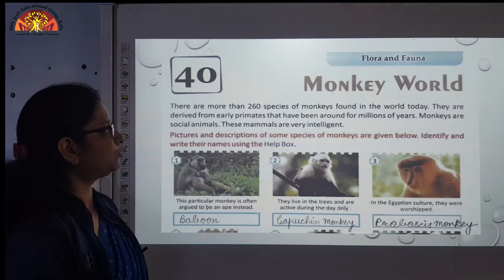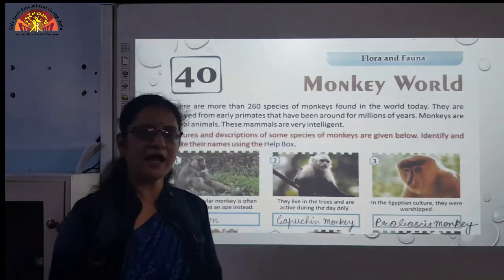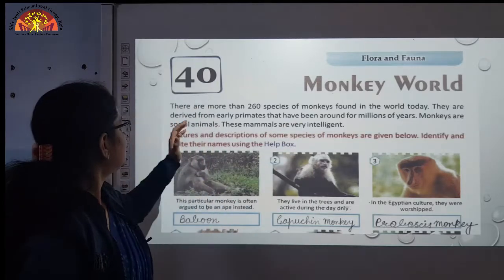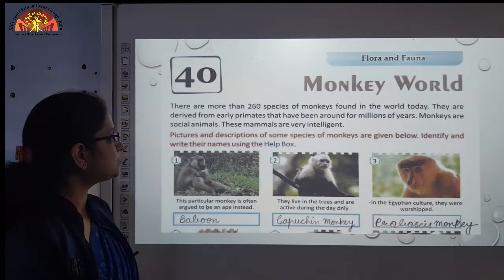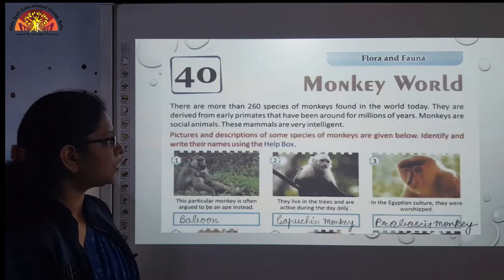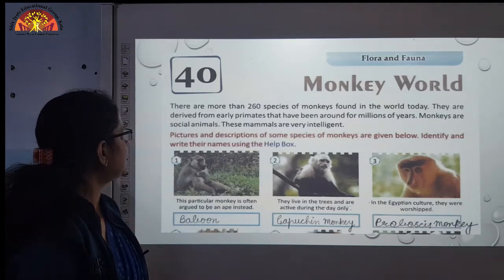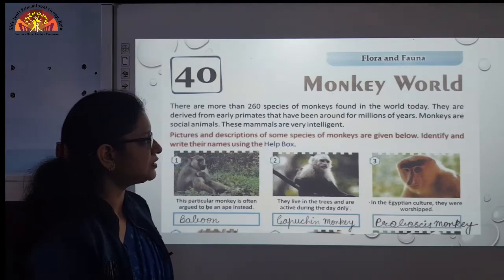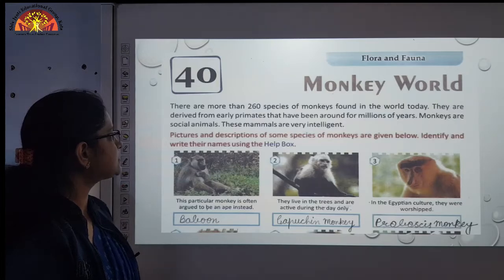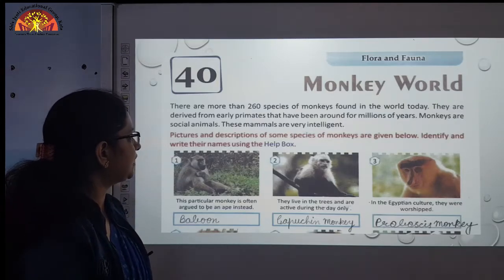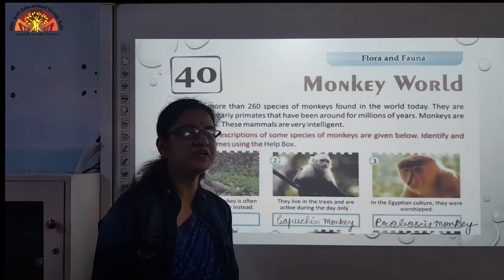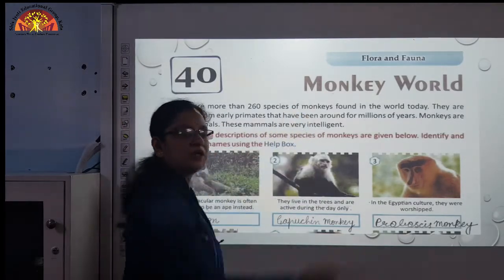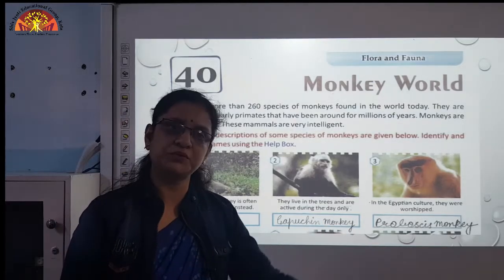Students, now chapter number 40, that comes under flora and fauna, animal and plant kingdom. We are going to read about monkey world. There are more than 260 species of monkeys found in the world today. They are derived from early primates that have been around for millions of years. Monkeys are social animals. These mammals are very intelligent. Primates, all the different species of the animals come under this category, and mammals do not lay eggs, they give live birth to their child.